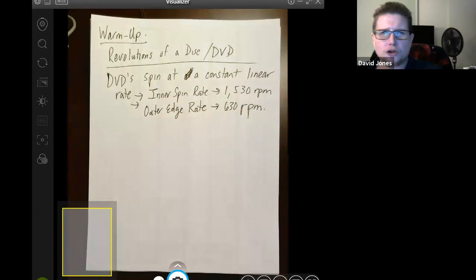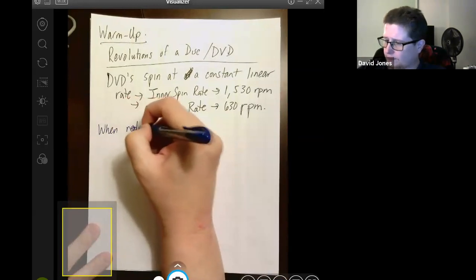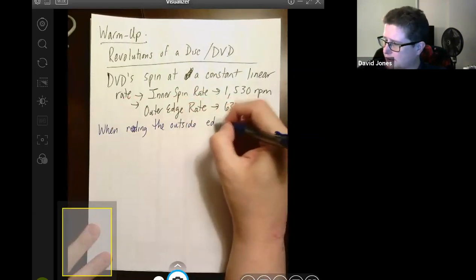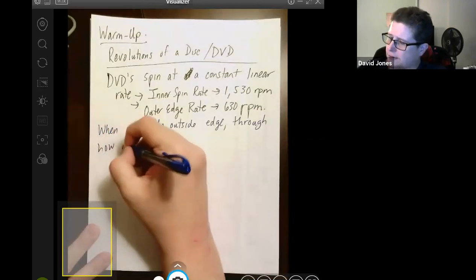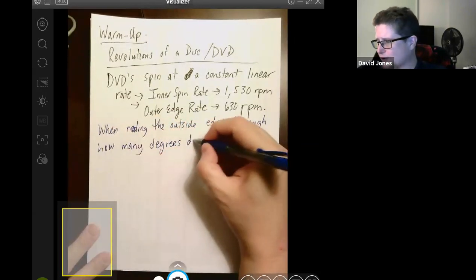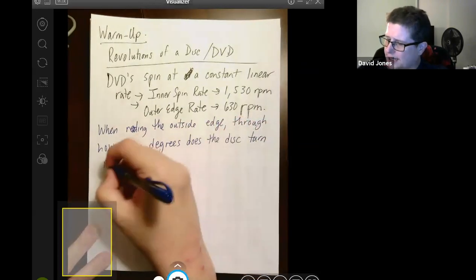And it reads different portions of the disk at different times, so it speeds up, slows down, to read at a steady rate, depending on where it is on the disk. So that's how it works. When reading the outside edge, through how many degrees does the disk rotate or turn in 4 seconds?